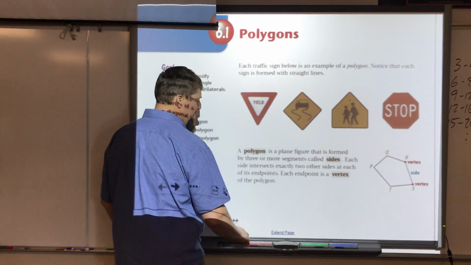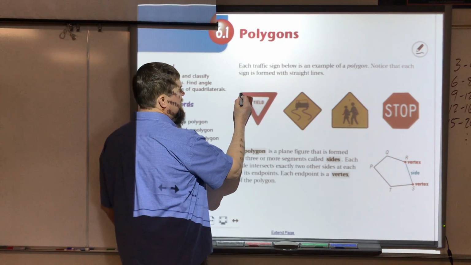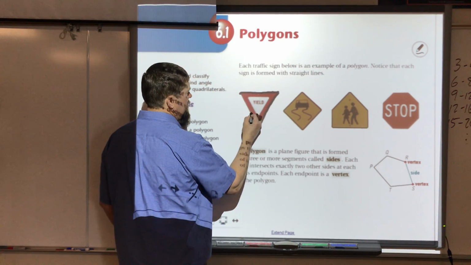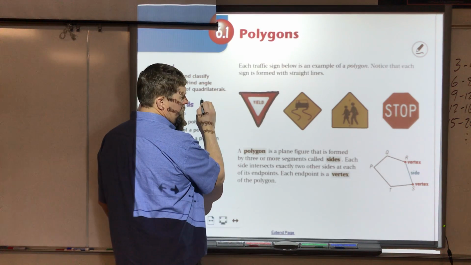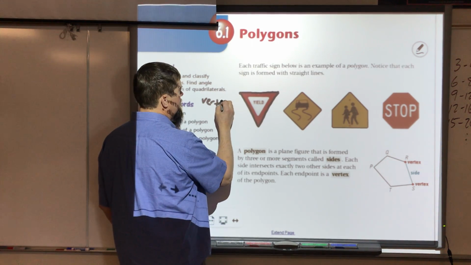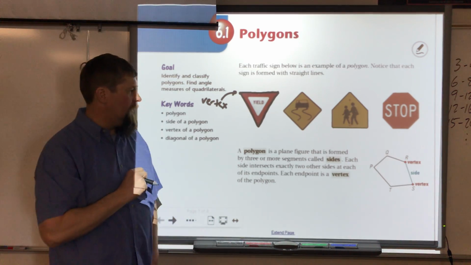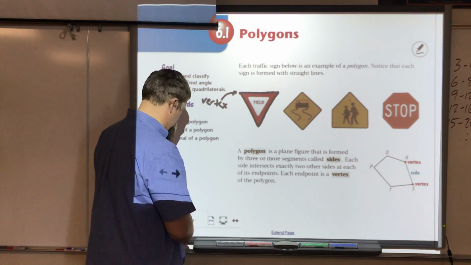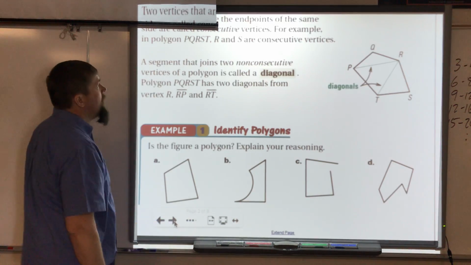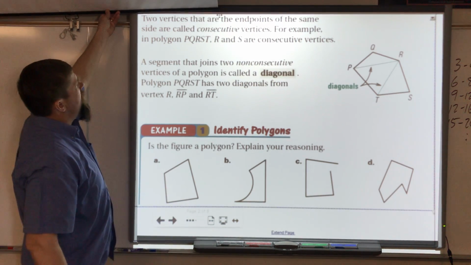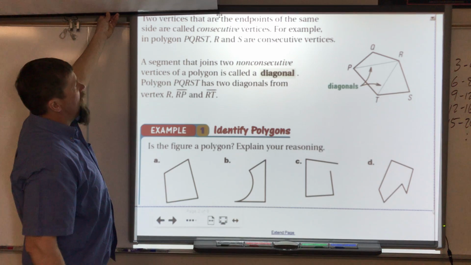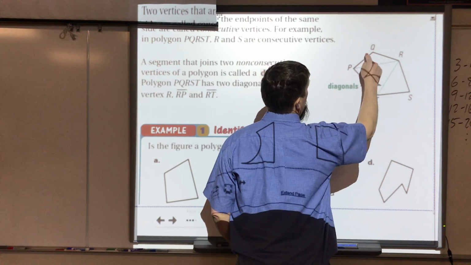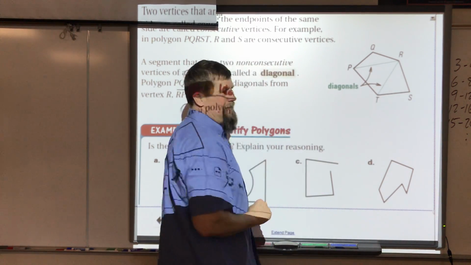So for example, on this yield sign, we've got a side here connected with another side, connected with another side, and these are called a vertex. Each one is called a vertex where they intersect. And so each endpoint is called the vertex of a polygon. 2 vertices that are the endpoints of the same side are called consecutive vertices. Consecutive means vertices in a row. So P and Q are consecutive. P and T are consecutive.